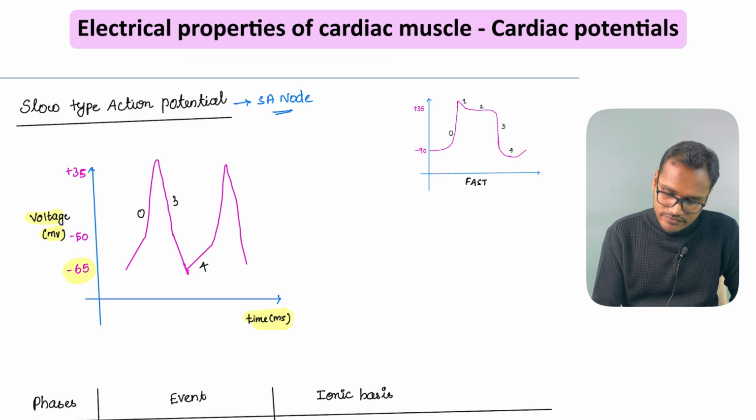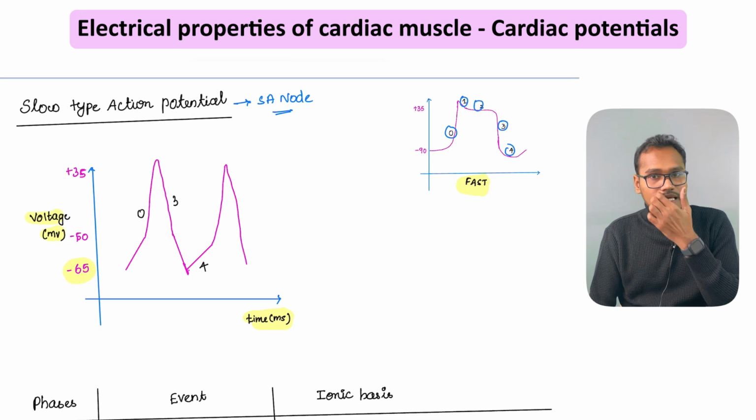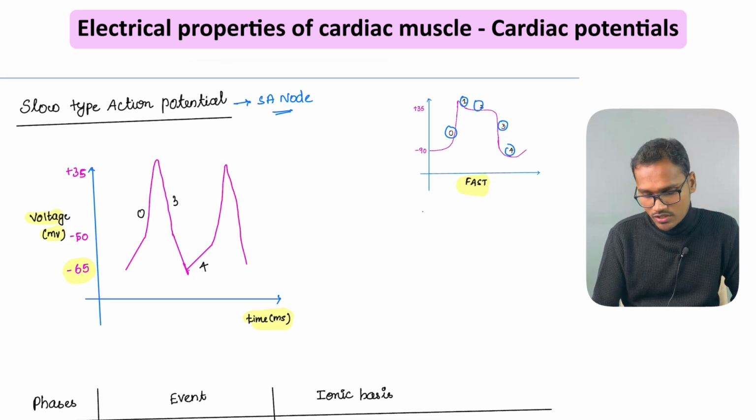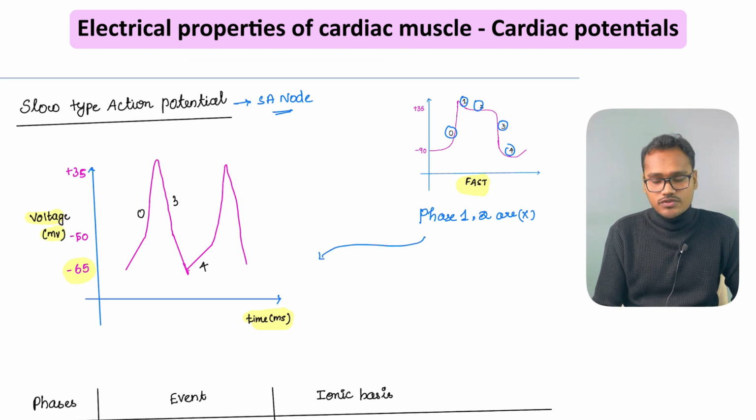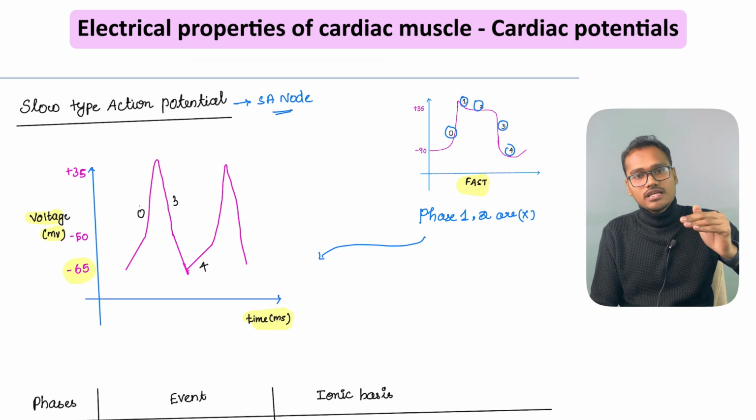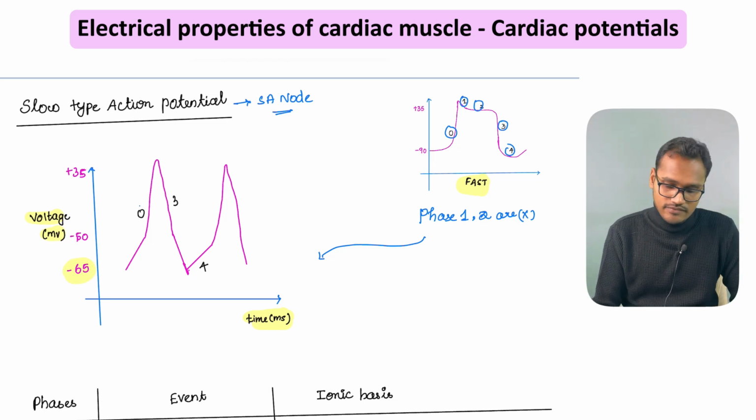When you compare it with the fast type action potential on the right side, there is phase 0, 1, 2, 3 and 4. But in this diagram, classically, some phases are missing. What are the phases that are missing? Phase 1 and, sorry, phase 2 are not present. Whereas in this slow type action potential, phase 1, the transient phase, as well as the plateau phase are missing. We just have 3 other phases: phase 0, phase 3 and phase 4.